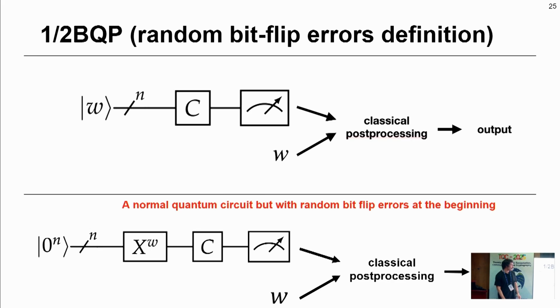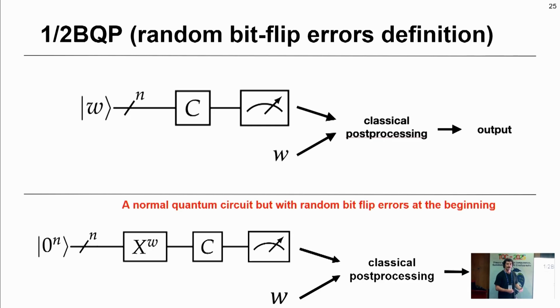The next equivalent model is computation with random bit flip errors. It shouldn't be too hard to see that the model where you compute over a random computational basis state W is the same as starting with the all zero state and applying random Pauli X errors at the beginning of your computation, and then learning where those errors occurred at the end. This will be important later.